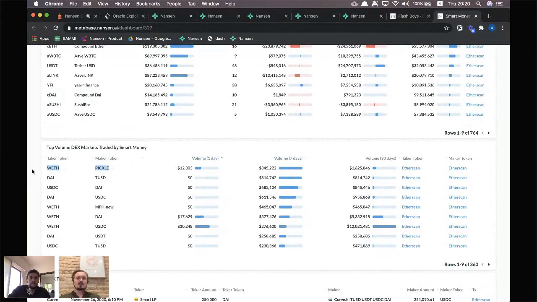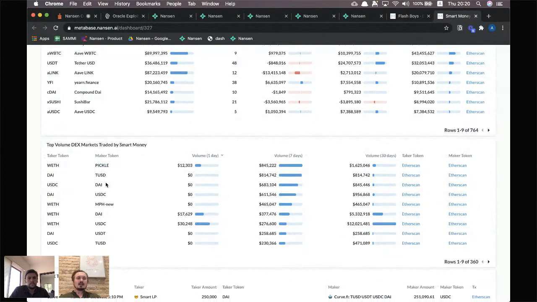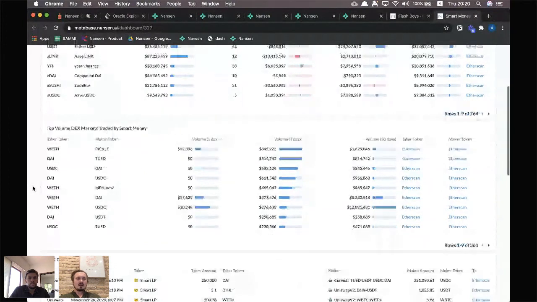So a lot of smart money trading in that market. DAI TUSD as well, which is kind of interesting. I'm not sure why. USDC and DAI USDC. So these are stablecoin trades. They're kind of less interesting. Maybe there were some good ARBs available. I'm not sure. And then Wrapped Ether and MPH, which actually replaced. They deployed a new contract for their token, so that's why it says new there.